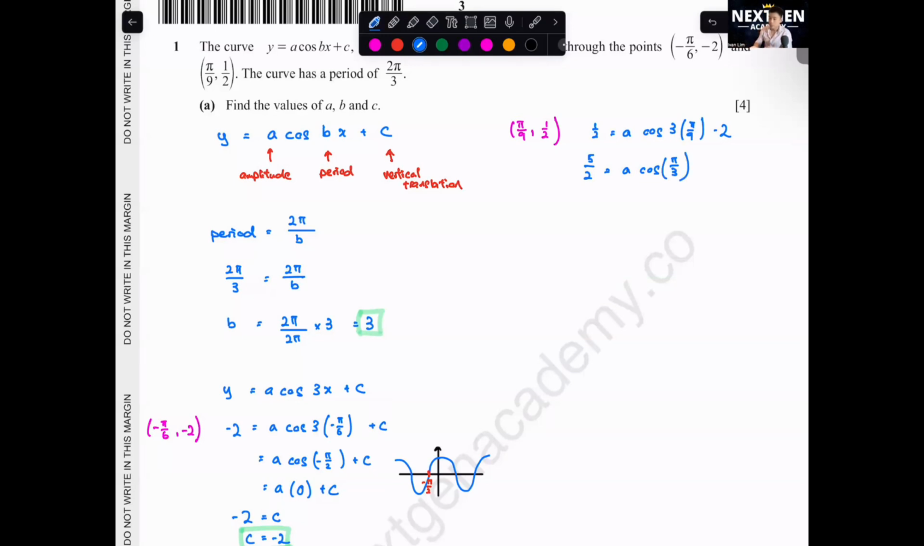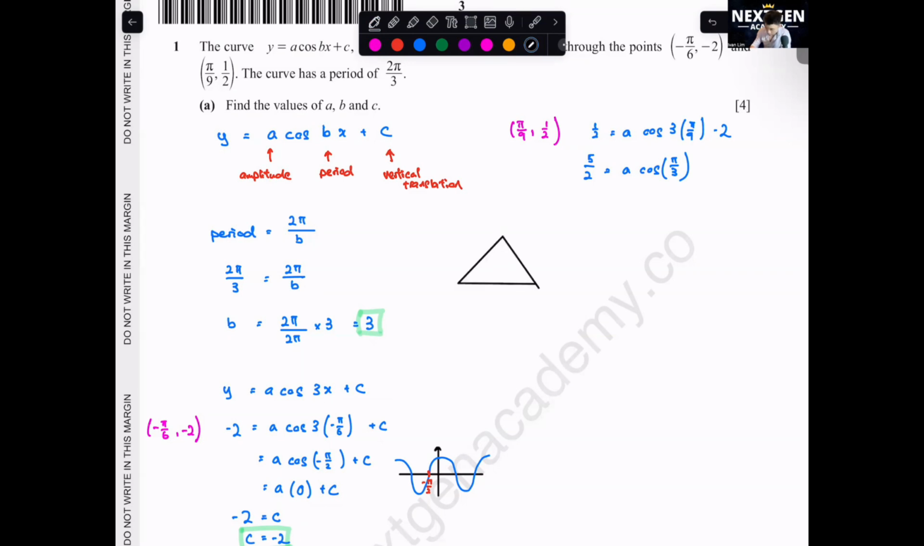Pi over 3, can we calculate it or not? You all need to know how to do this without a calculator. Can you do this? What's pi over 3 first? It's 60 degrees, so cos 60. How do we find cos 60? You use this triangle.